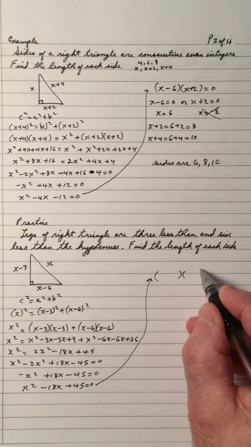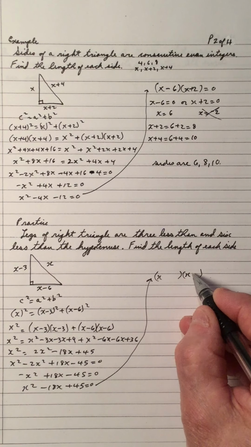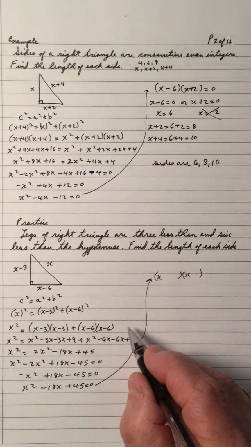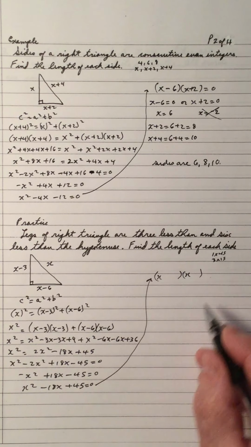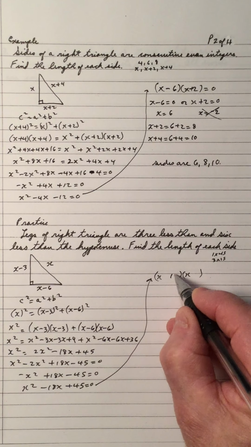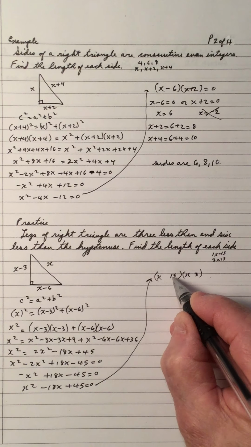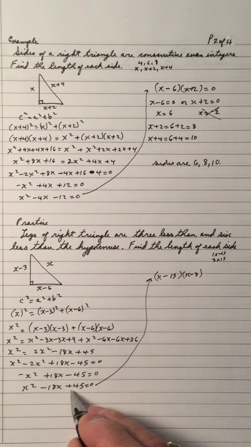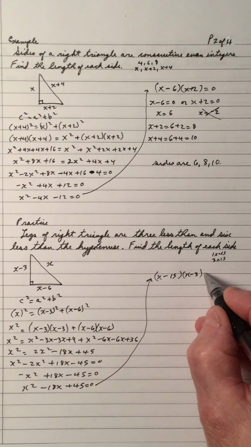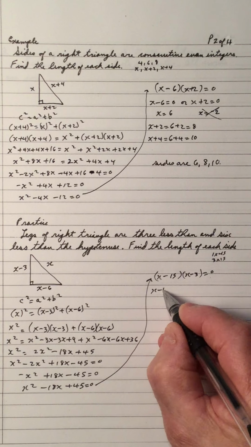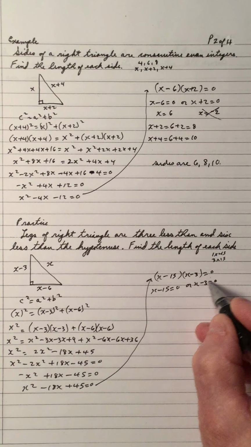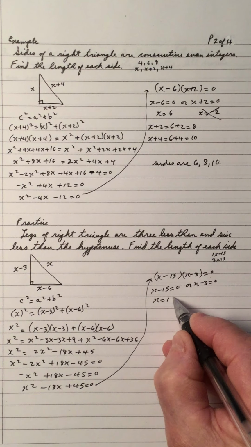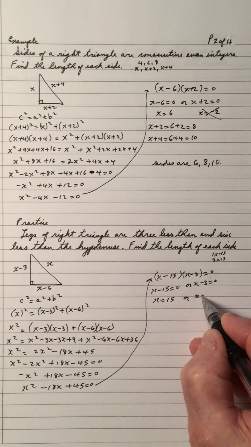That's factorable. X and x. And the factors of 45 are 1 times 45 and 3 times 15. And 3 and 15 gives me the 18, so 15 and 3 gives me 45, and I need two negatives because the product is positive, the sum is negative. So x minus 15 equals 0, or x minus 3 equals 0. X equals 15, or x equals 3.